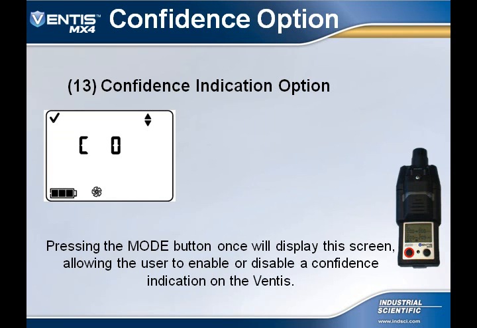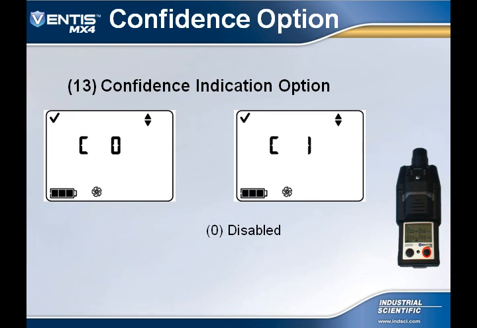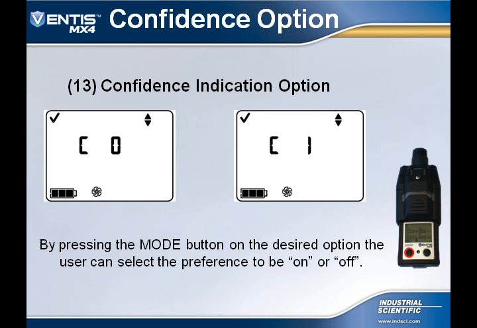Upon completion of setting the display, the next screen will be displayed, which is the confidence indicator screen. This screen allows the user to enable or disable a confidence indication on a Ventis MX4. By pressing the Enter button, the display will toggle between C0 and C1. C0 is to disable your confidence indicator. C1 is to enable your confidence indicator. Pressing the Mode button on either of these screens allows the user to set the confidence indicator on or off.